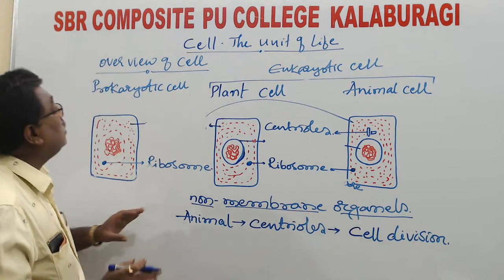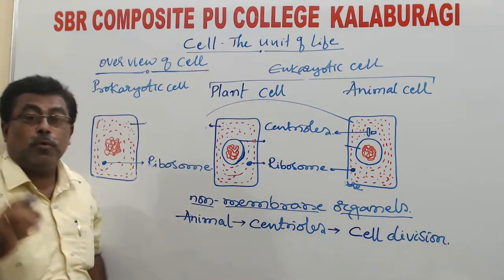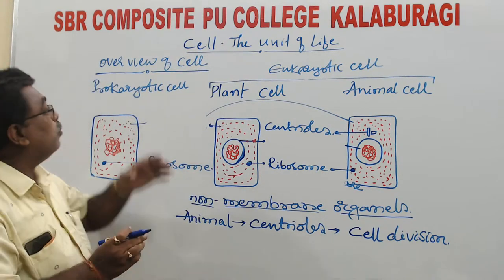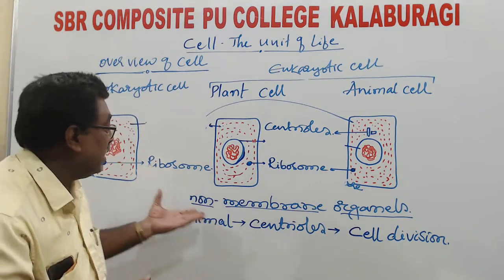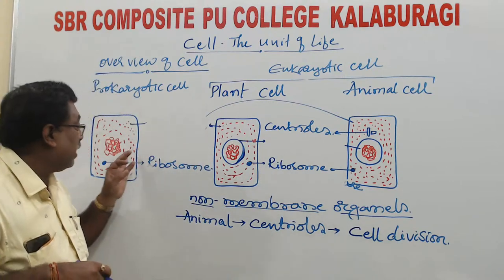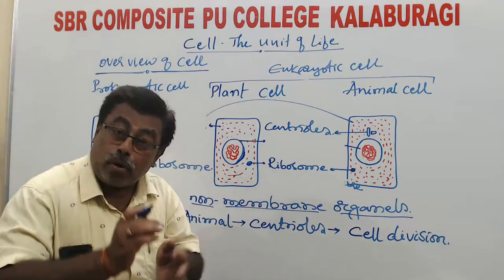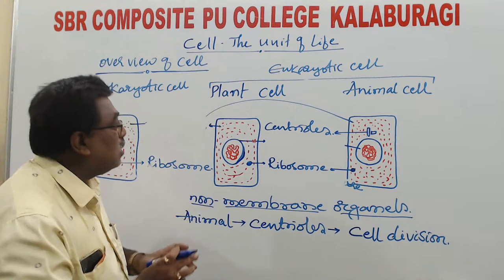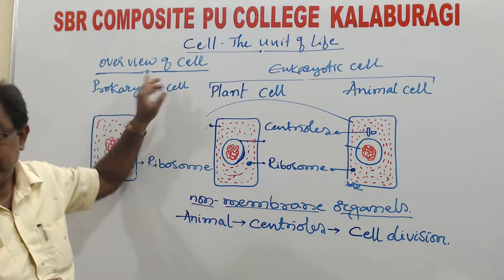Okay, so all these concepts come under the overview of the cell. Overview means what is present in the cell. So in the cell it consists of the nucleus, as I already told, then cytoplasm, then along with this membrane bound organelles and non-membrane bound organelles. All these are present in the overview of the cell.